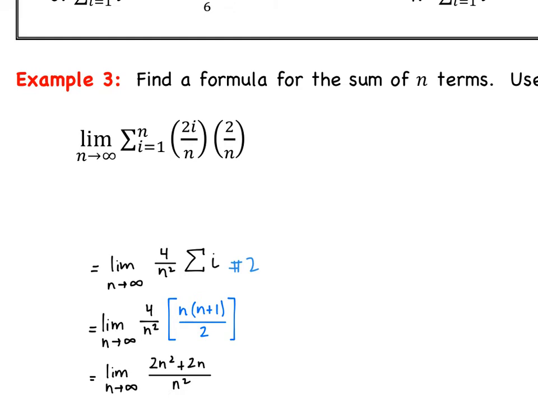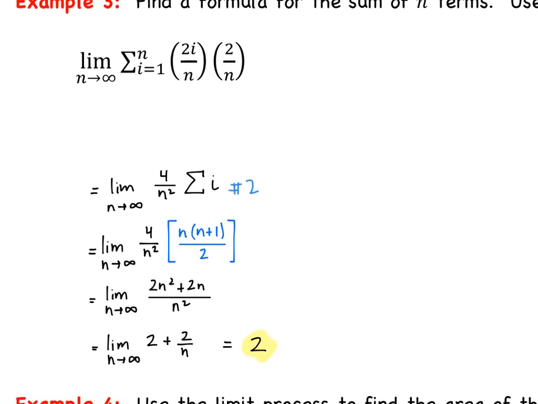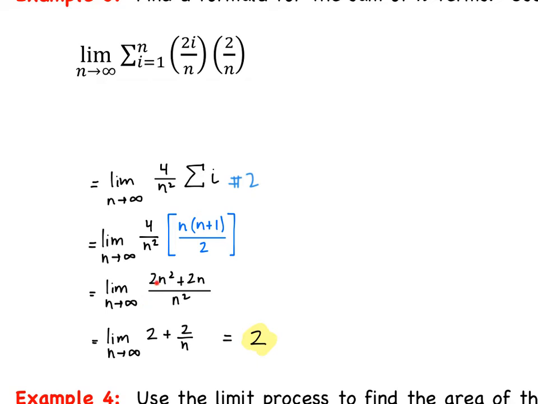Instead of the sum of i, we're going to use that formula, and now we can clean things up, okay? So I distributed n times n plus n times 1, cleaned everything up. So now we're looking at the limit as n goes to infinity of (2n squared plus 2n) over n squared. If we were to use direct substitution, it wouldn't work. We'd have infinity over infinity, so we have to break it up. 2n squared over n squared is 2. 2n over n squared is 2 over n. Now we can use direct substitution, and we get the limit to equal 2.